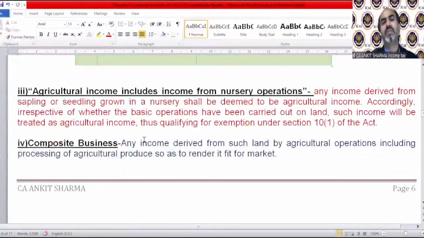So we have discussed two incomes which fall in the definition of agricultural income. First one was rent and revenue. Second was rent of farmhouse. Now third is that agricultural income includes income from nursery operation. You all might know the nursery business, of course, where we trade plants. So if you are running a nursery, that income is also treated as your agricultural income, whether you are growing the plants yourself or purchasing and selling them.